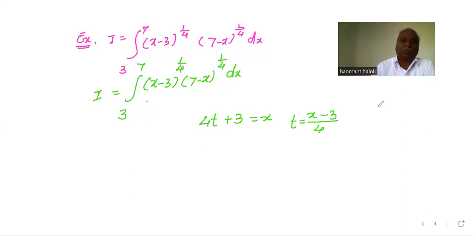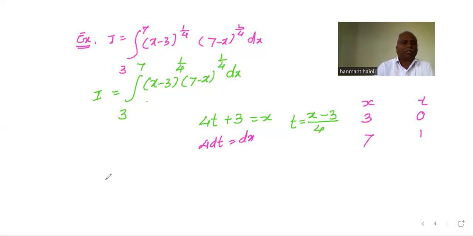Now after substitution we go for the change of limits. What value of x we get and what value of t we get by substitution. As x tends to 3, t becomes 3 minus 3, so t becomes 0. And as x tends to 7, then 7 minus 3 is 4, and 4 upon 4 is 1. By differentiation, 4 dt equal to dx. Therefore dx equal to 4 dt.